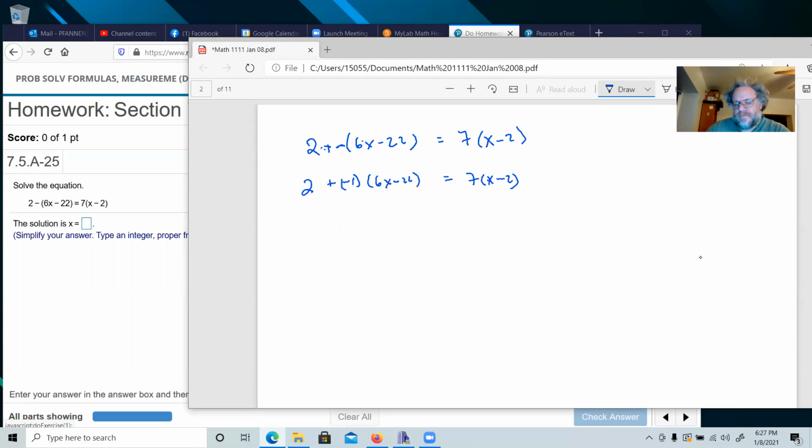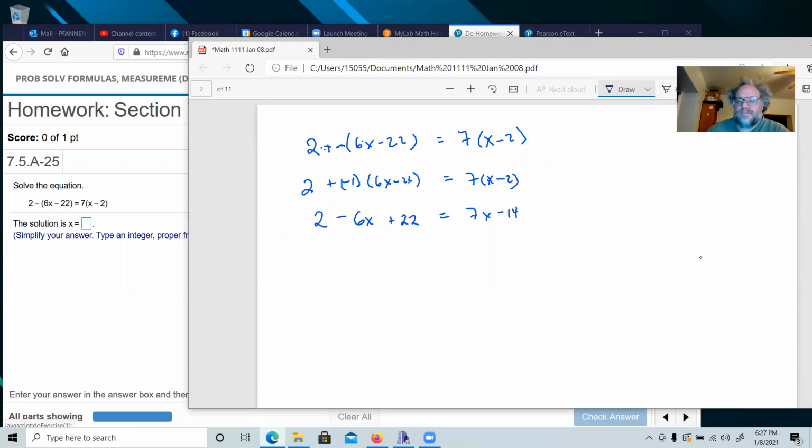So there we go. So we have to distribute this. So we still have, right, -1 times 6. That's negative 6x. And we have negative times a negative here. We get a positive. Okay, and that is equal to 7x minus 14 there.